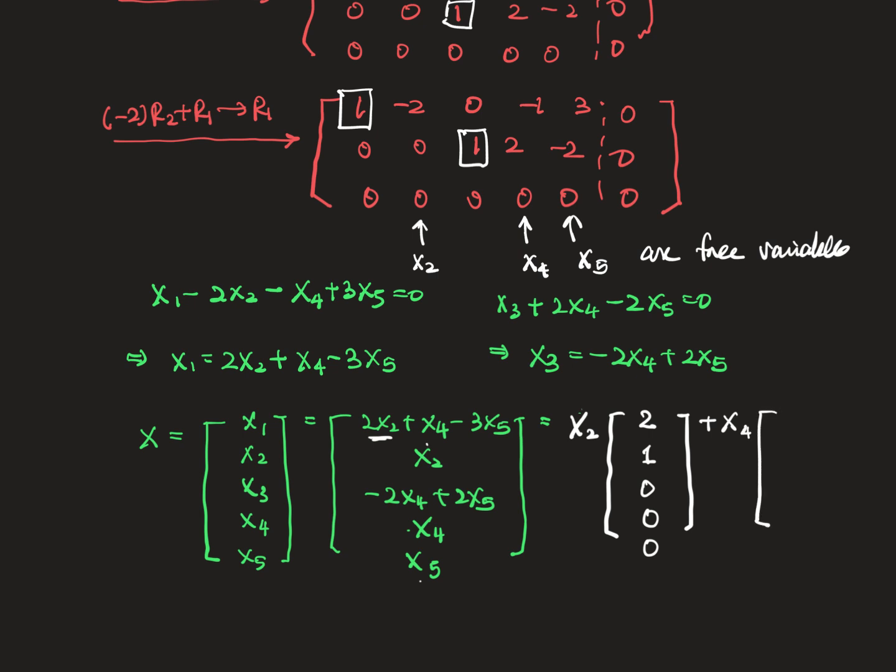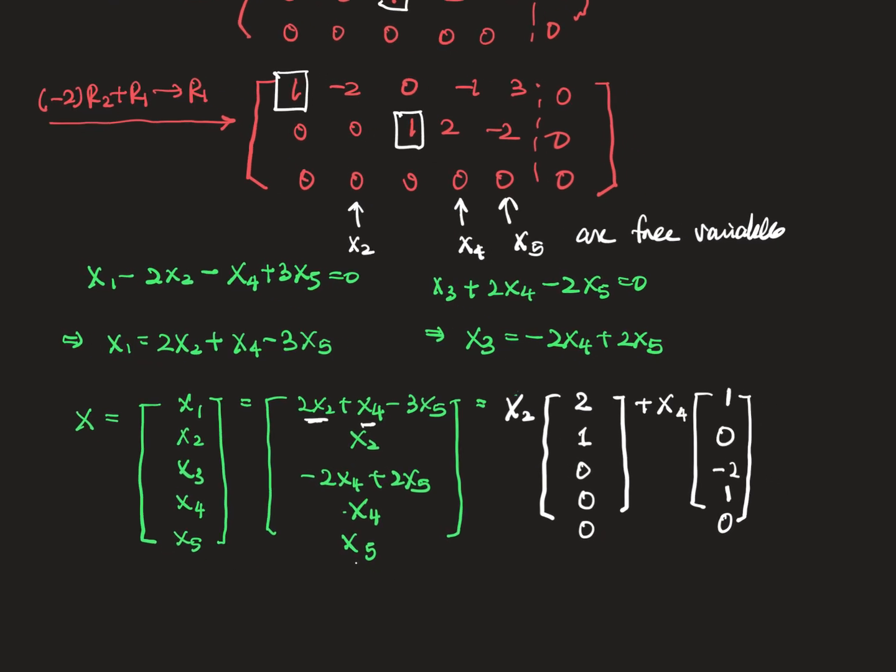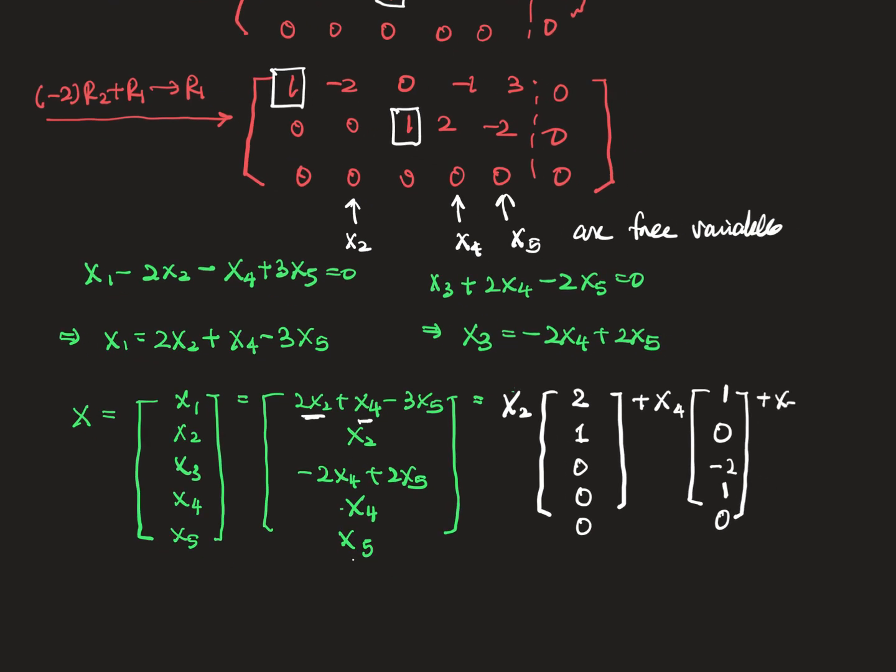Second, the next variable x4. Let's find x4. First row is 1. Second is 0. Third is -2. Fourth is 1. Fifth is 0. Does everything make sense? Then one more. Here is x5. The entry is -3. Second row doesn't have it. Third row, they have 2. Fourth row doesn't. Fifth row is 1. That's how you find it, guys.